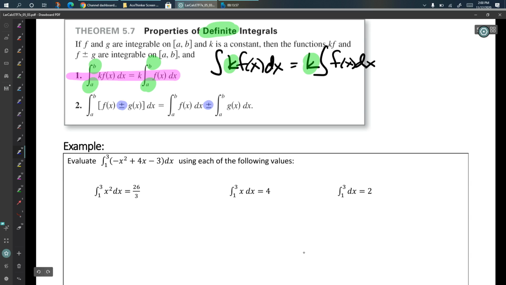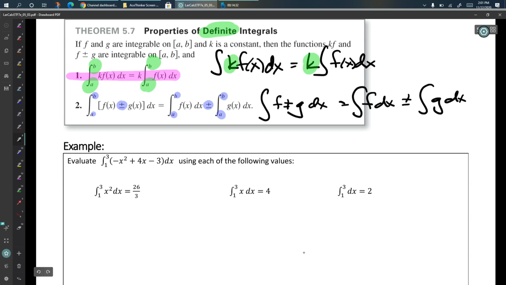What's the second one say? It says if you have one integral and your integrand is the sum or difference, you can rewrite that as two integrals, the sum or difference. Okay? The only thing you got to be careful of is that your a, your b stays the same everywhere you go. This is also just like the indefinite integral. The indefinite integral of f plus or minus g dx was just the integral of f dx plus or minus the integral of g dx. We've just added limits of integration.